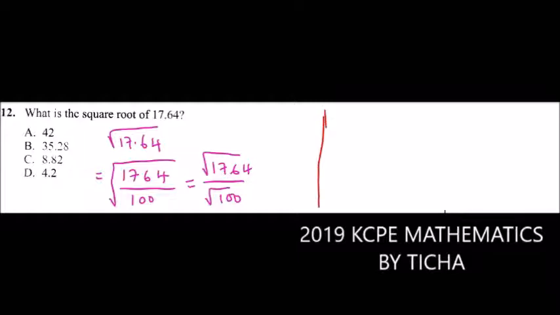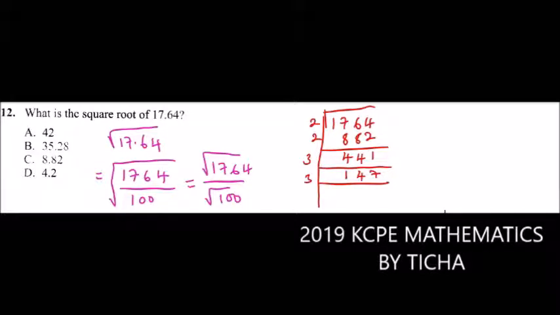So we get the square root of this number, that is 1764. We can use this method. So we have 1764. We start by dividing by 2. So we get here it is 882, and we have 2. We divide by 2. You'll be able to get 441. 882 divided by 2 is 441, and we have 1. Here we divide by 3. We get 147, we have 3, and we have 49, we have 7. We divide by 3 again, so we get 49.